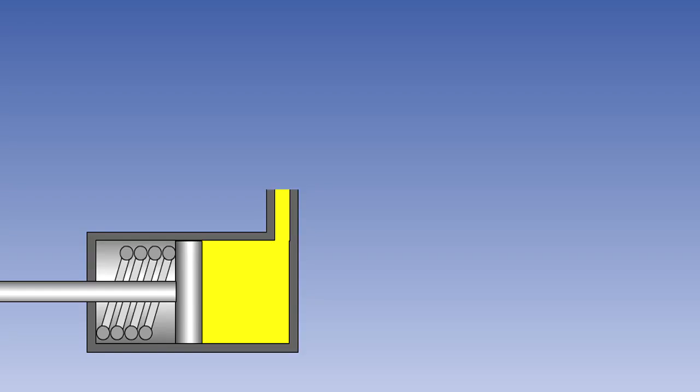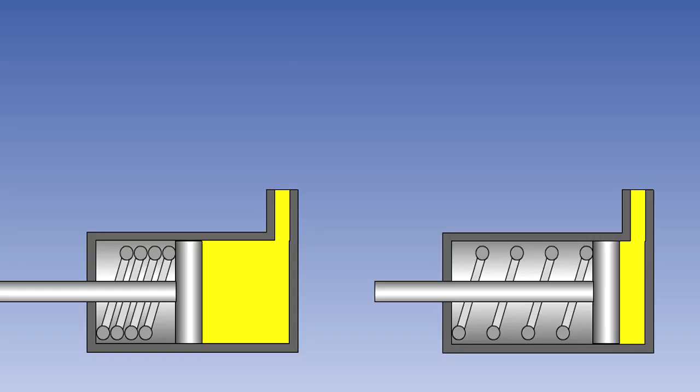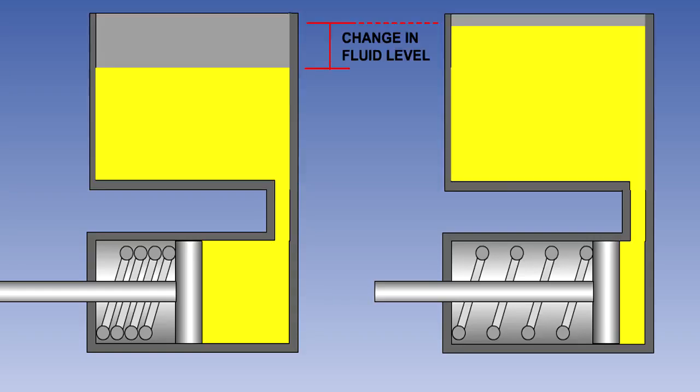This type of actuator has more fluid in the cylinder when the ram is extended than when it is retracted. The surplus fluid is stored in the reservoir when it is not being used.